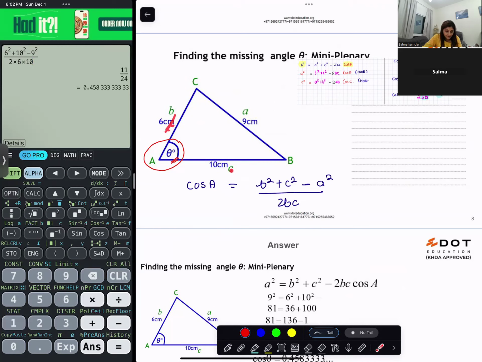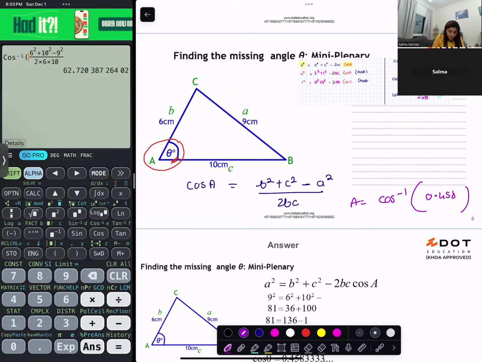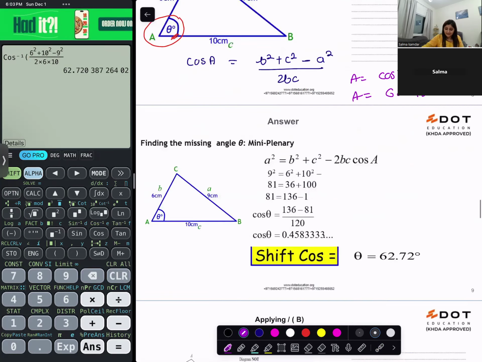Okay, so whatever it is, it would be cos inverse. So my A would be cos inverse of this entire thing. So it would be cos inverse of 0.458. If I want inverse, I would put shift cos. So I am getting my angle A, my theta, as 62.72 degrees. It has everything to do with the calculator.